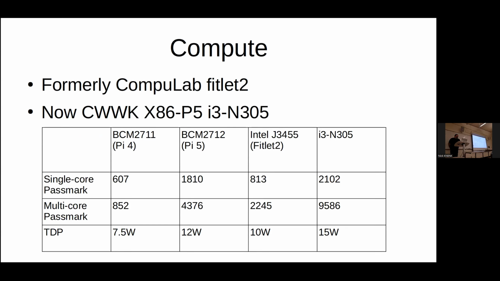For compute, I used to have a CompuLab Fitlet 2, which is this cute little industrial box. It had an Intel J3455 processor, low power. It used to be a pretty nifty efficient processor compared to a Pi 4, about 3 times as fast. And then the Pi 5 came out, and I said, I can't have that.